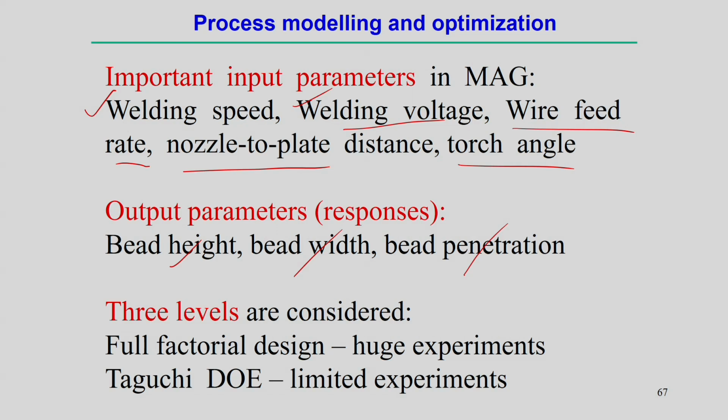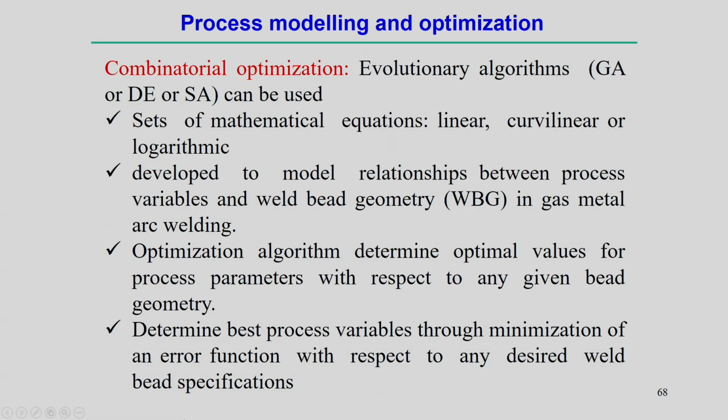Of course, in these cases 3 levels are considered, and therefore we can design this as a full factorial design if we consider 3 levels for our experiments. So, basically 3 different values of all the input parameters, and then a lot of experiments will be required if we go for the design of experiments for a particular process. But if we follow the Taguchi design of experiments, it suggests a limited number of experiments, so we can reduce the number of experiments in that case.